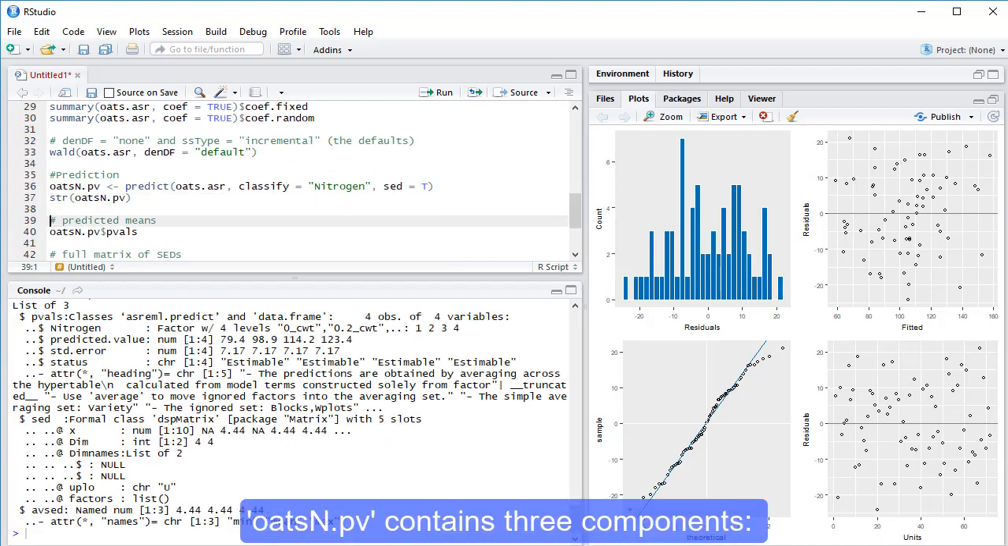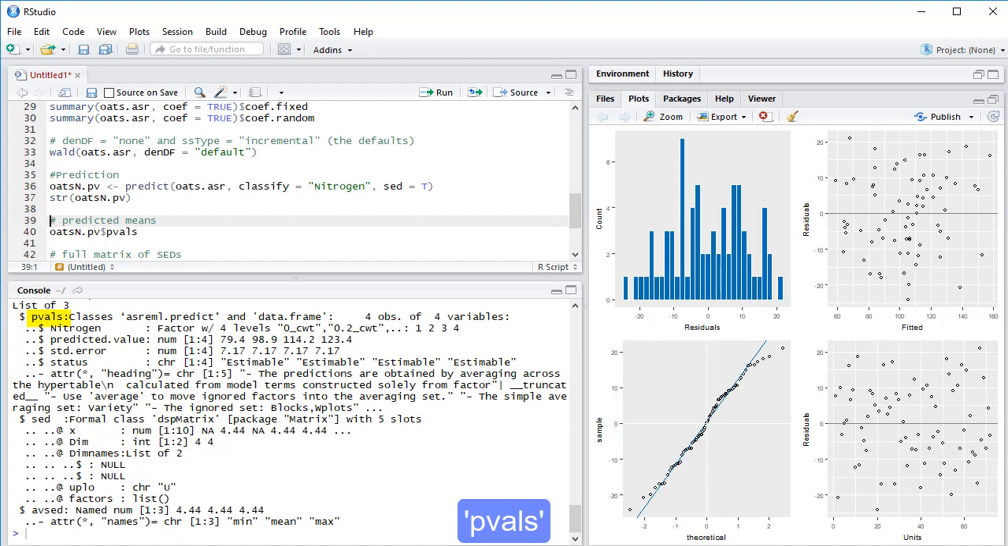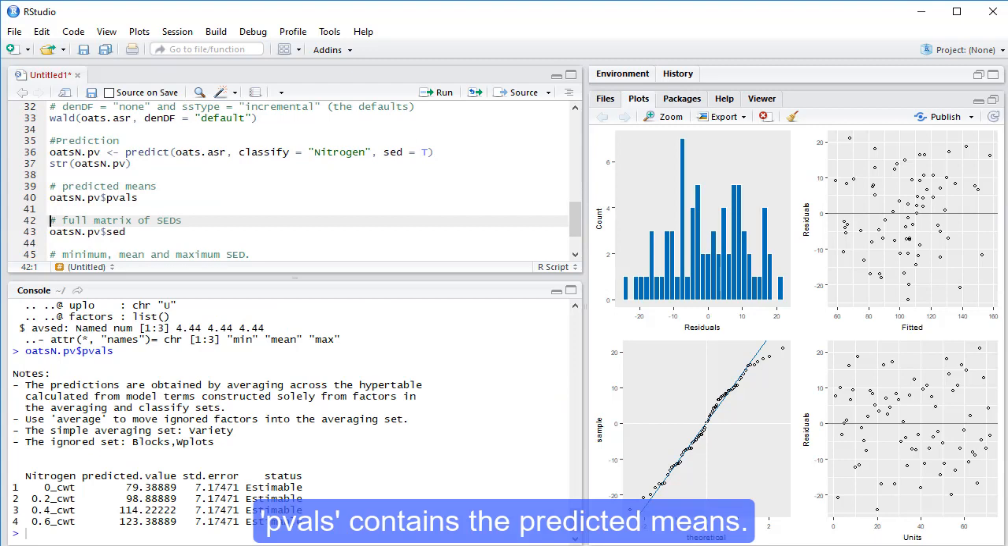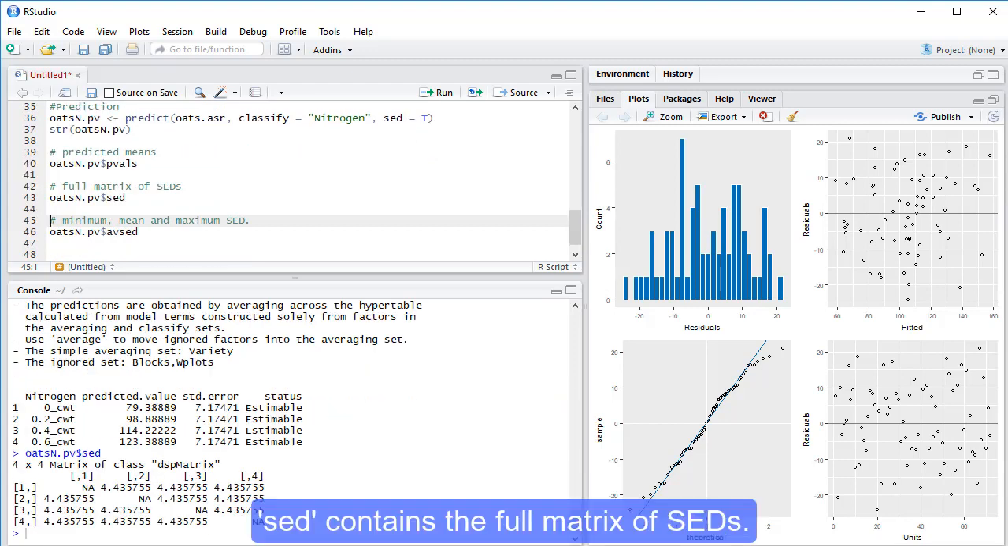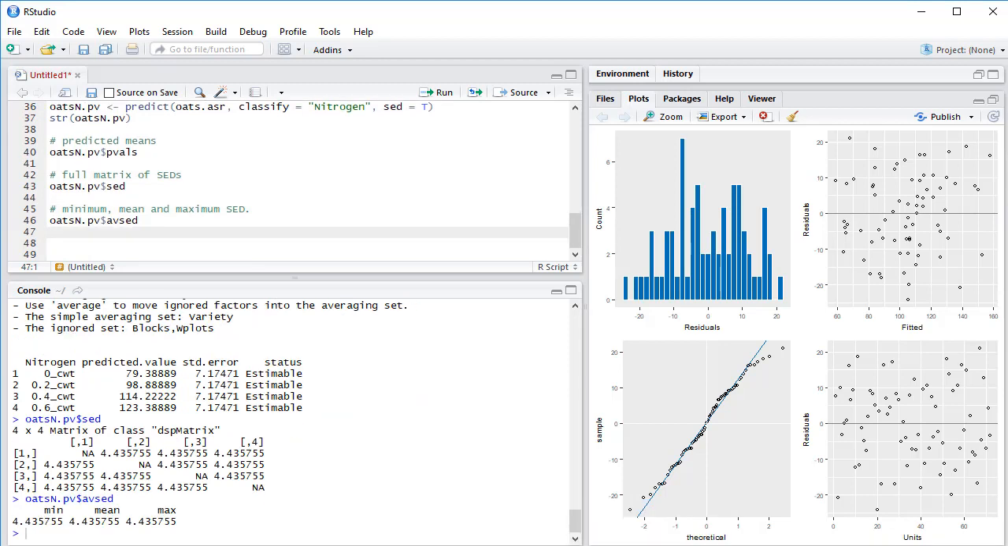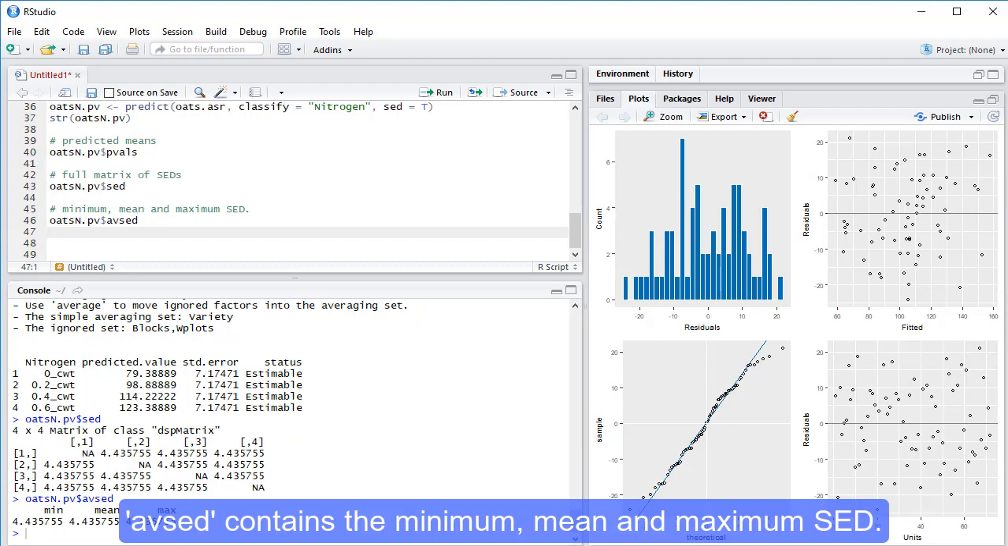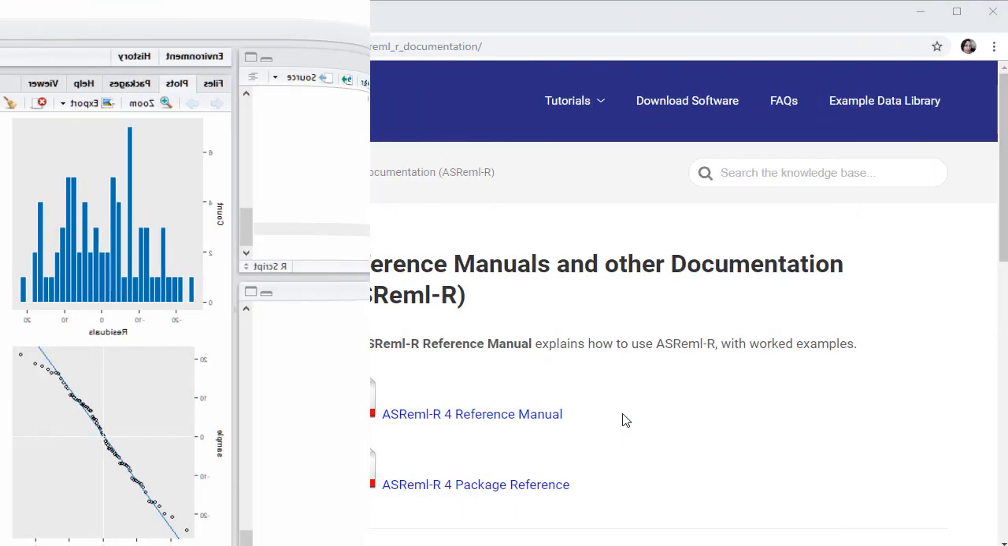oats_n.pv contains three components: p-vals, SED, and AV-SED. P-vals contains the predicted means. SED contains the full matrix of SEDs. AV-SED contains the minimum, mean, and maximum SED.